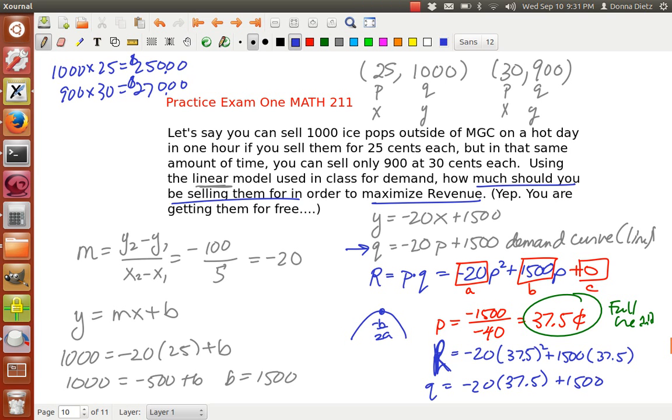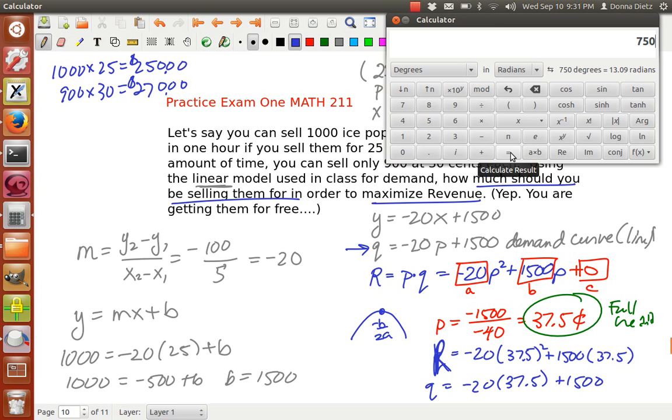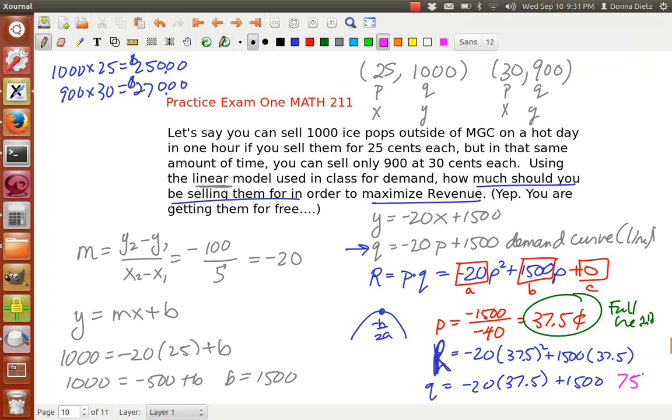So I'm going to go ahead and calculate these things, just in case the question were to ask me that. Minus 20 times 37.5 plus 1,500 equals. So it says that we should be selling 750 ice pops.